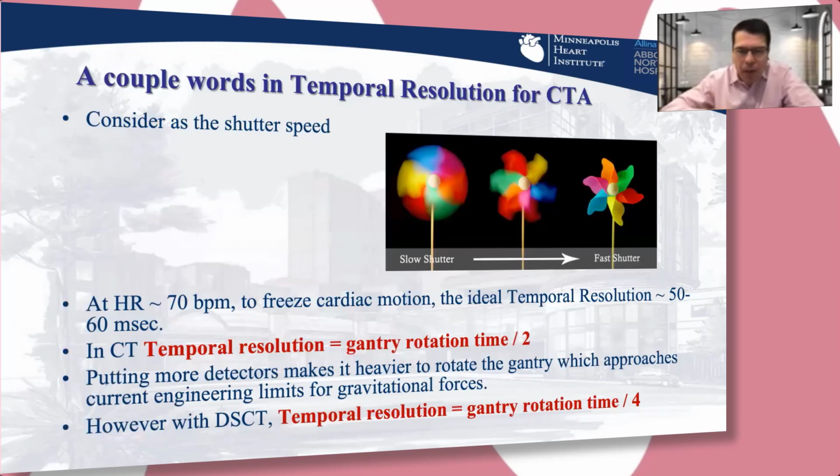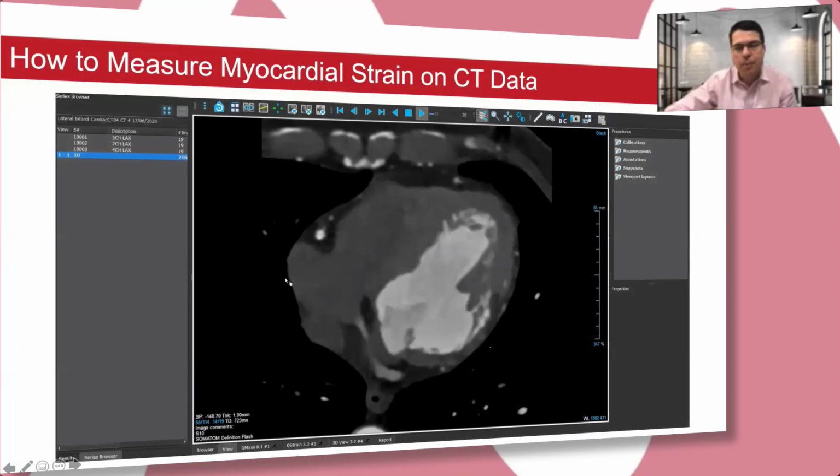And why am I talking about this? Because temporal resolution is the key word. If we want to freeze cardiac motion and avoid blurring, we have to have a very fast shutter. Temporal resolution is considered the gantry rotation time divided by 2. If you have a dual source system with 2 detectors at 90 degrees, we can then divide this by 4. And therefore, this is an advantage for dual source systems.